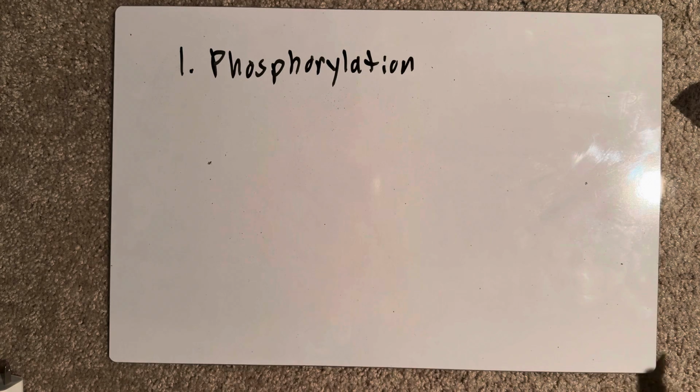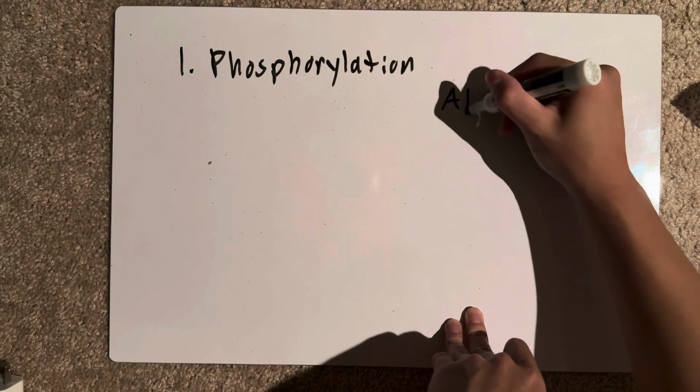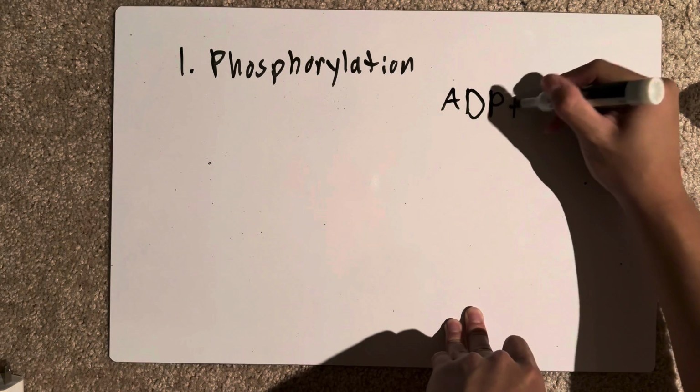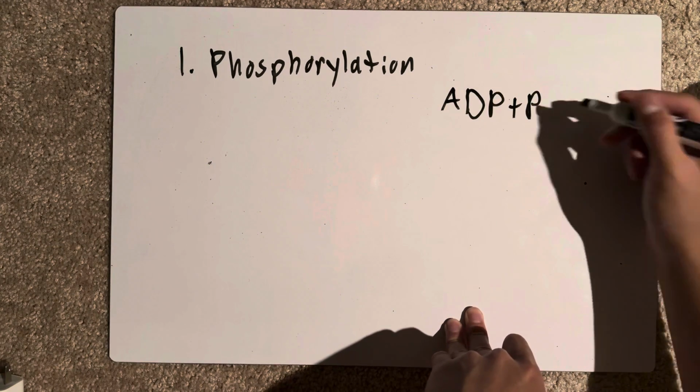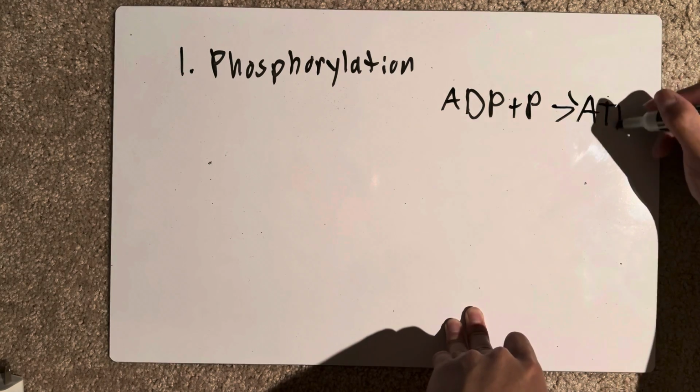Phosphorylation is essentially adding a phosphate group to a molecule. For example, that is an ADP with another phosphate group, and that turns into ATP. That is one process.